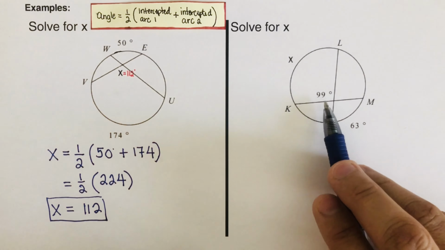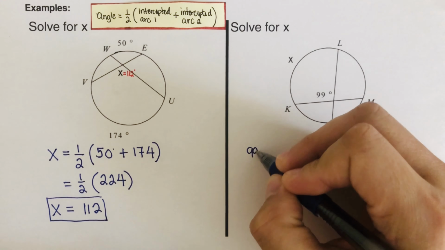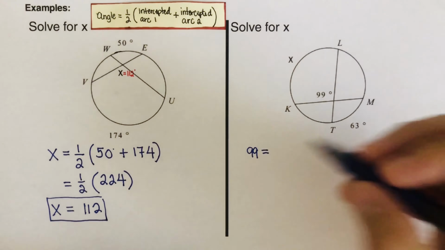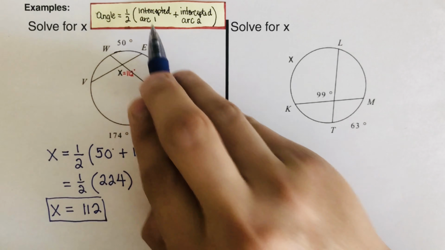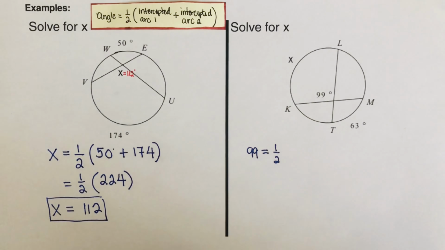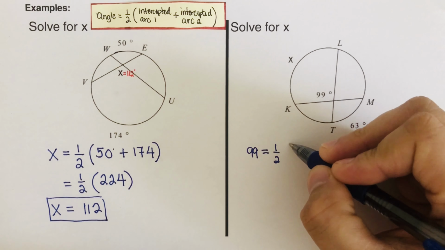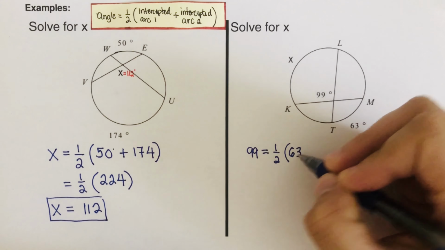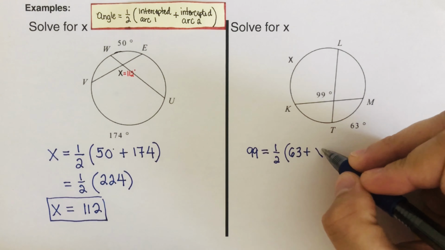So our angle here is 99. So I'm going to write 99 here. 99 is equal to 1/2 of, so that's the formula, intercepted arc 1. It doesn't matter which of these two intercepted arcs we write first, because we're adding them. So I can go ahead and write the 63 first. So that's 63 plus, and then the other intercepted arc is x. I'm going to write x.